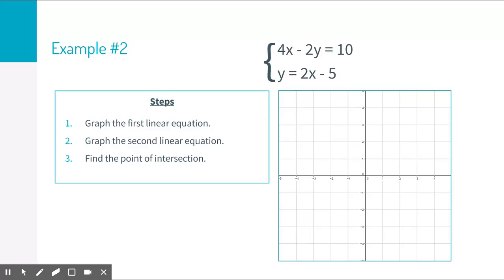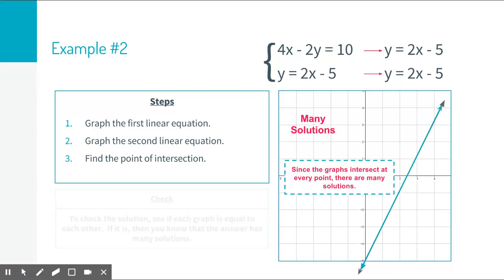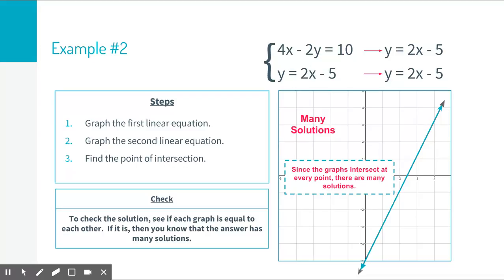Now one more example to go through. Again, you're going to have to convert this into slope-intercept form. If this concept that we've gone over the last couple weeks is still kind of new or confusing to you, let me know and we'll go over that part. Once you convert it into slope-intercept form, you graph your lines. Again, these are the exact same two lines, so they're going to end up on the exact same line on the graph, which means that it's going to be many solutions.